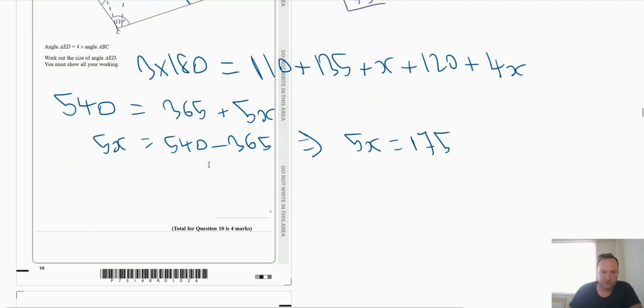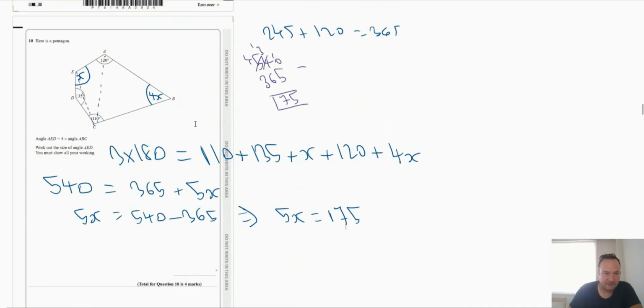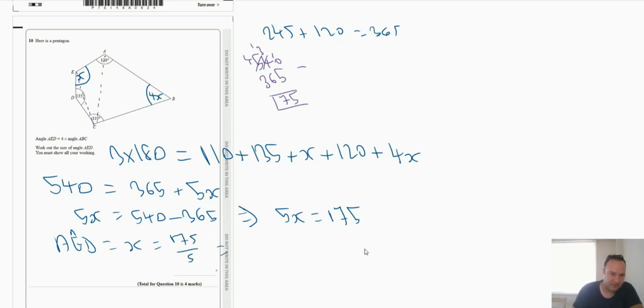So to work out x, or basically our angle of AED, we know that AED is basically just going to be equal to x, which is 175 over 5. And 175 over 5 we can work out again by using bus stop. 5 into 17 is 3. Carry the 2 over, 5 into 25 is 5. So we can see that means that our angle is 35 degrees.